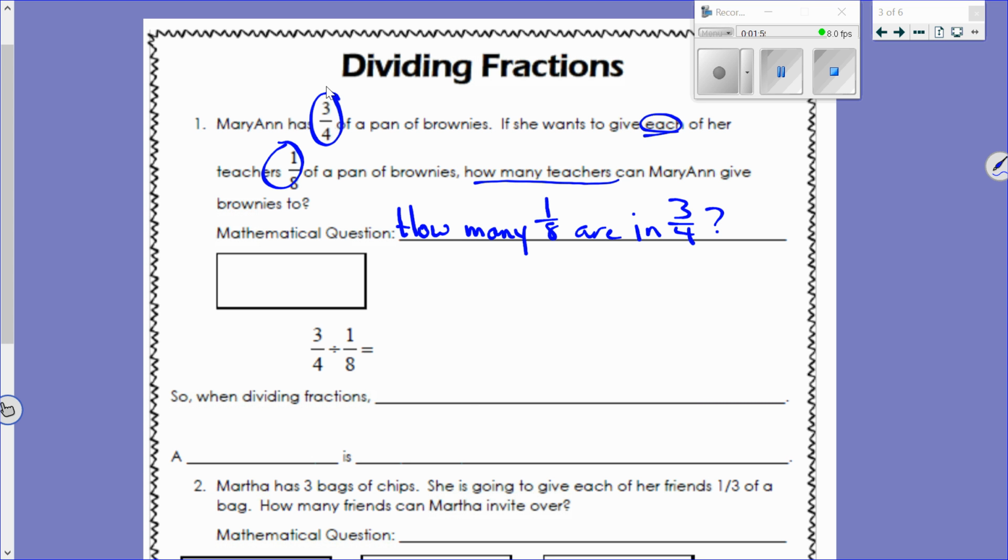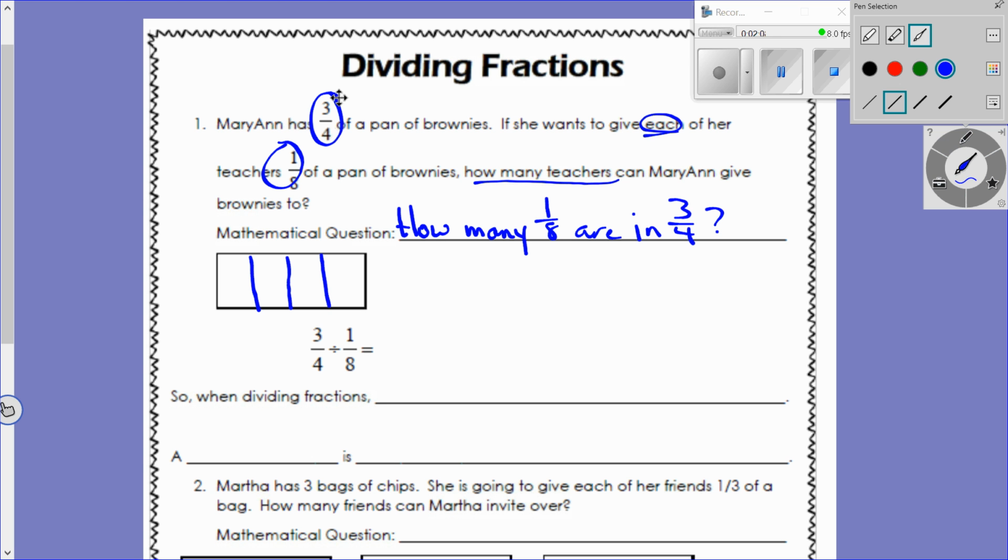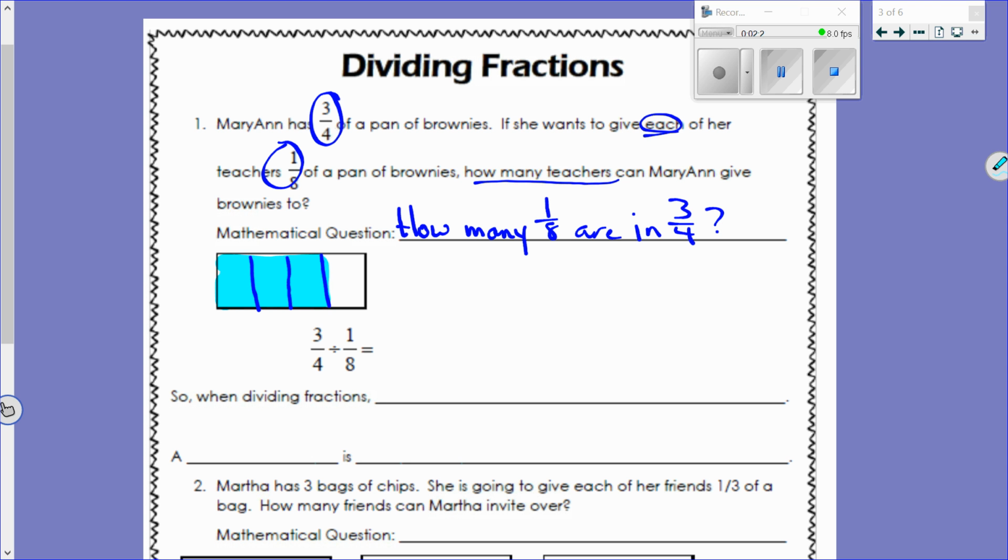So first we're going to go ahead and divide this into 4. And with our first color, we're going to color 3 of those 4. So divide it into 4s, and then color in 3 of the 4. Okay?